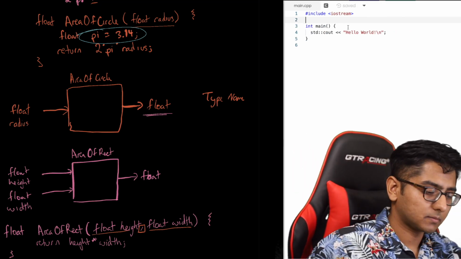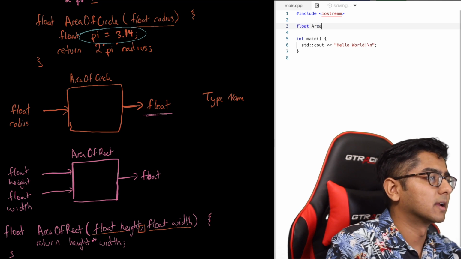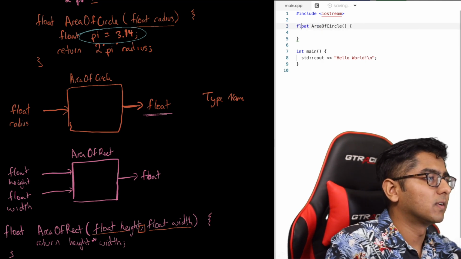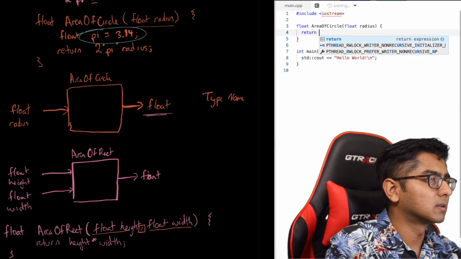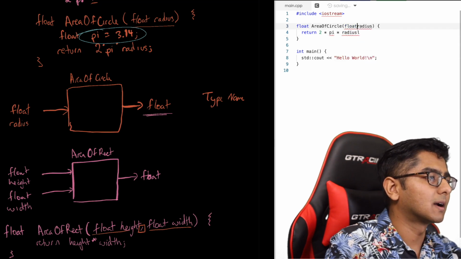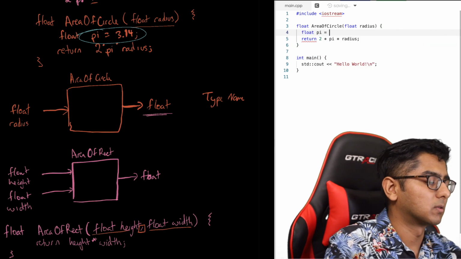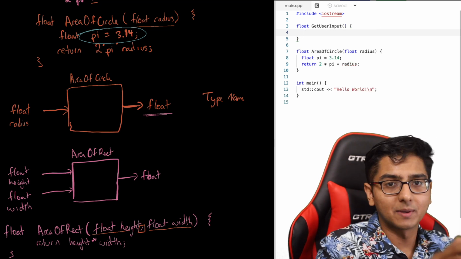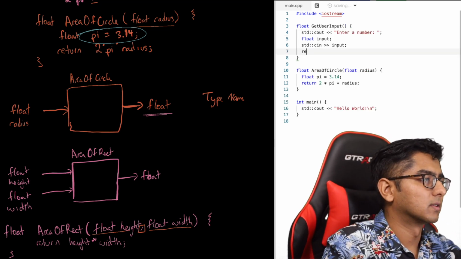So, the first thing I'd like to do is make my function area of circle. The function will take in a float that is a radius, and it will return to me 2 times pi times radius. And of course, because I don't have a pi variable yet, I need to make a float. Pi equals 3.14. Let's make another function that's called float get user input, and then return input.